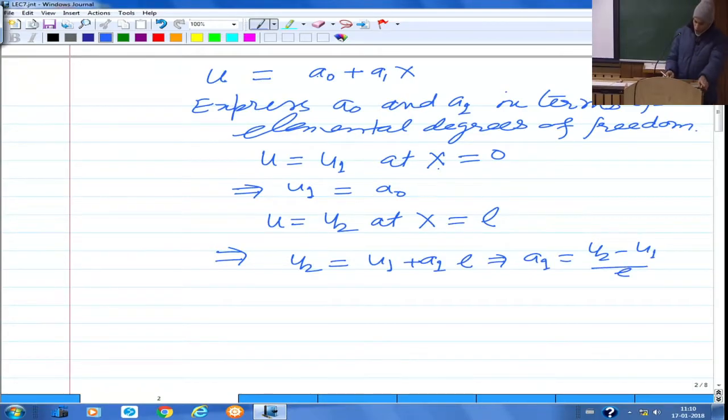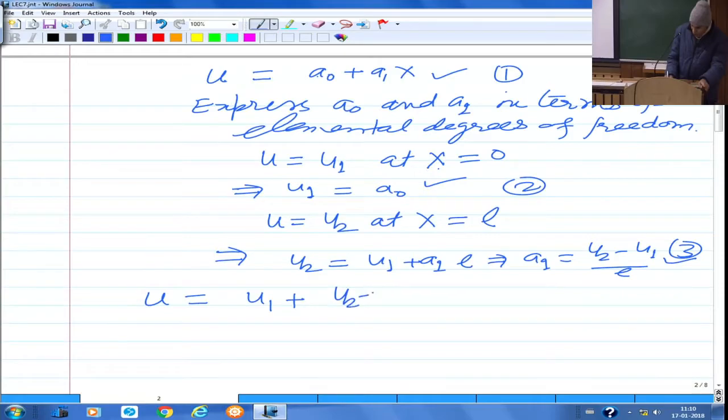And now if you substitute these values of a0 and a1 in this particular equation, so let me say that this is 1, this is 2 and 3. If you make use of these 3 equations, finally you get u as a0, which is u1, plus a1, which is u2 minus u1 divided by small l into capital X.